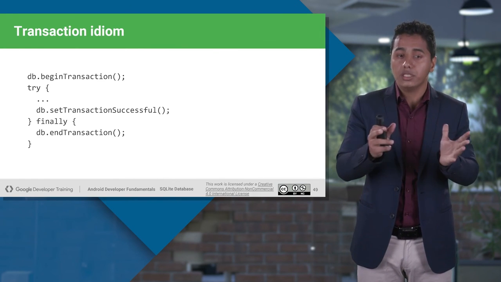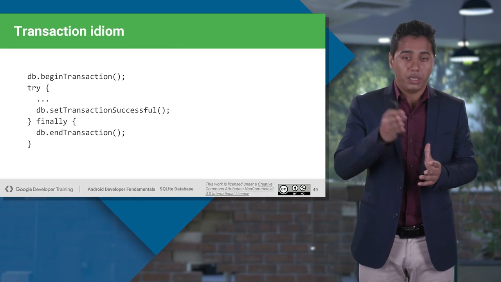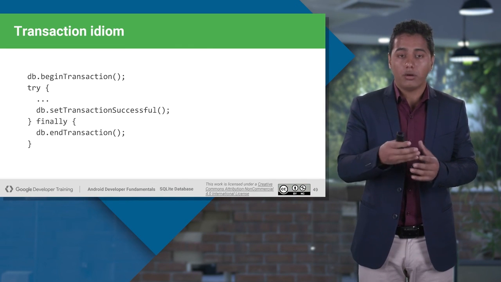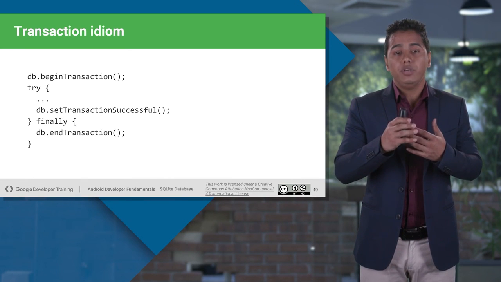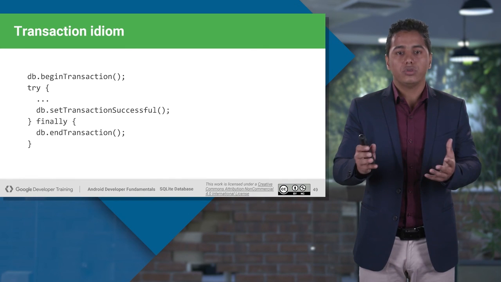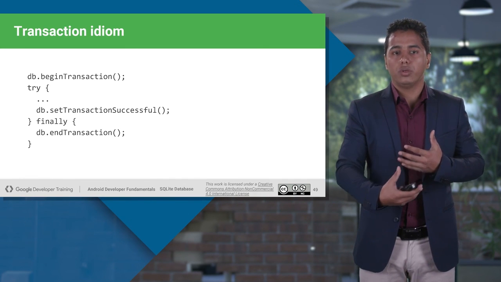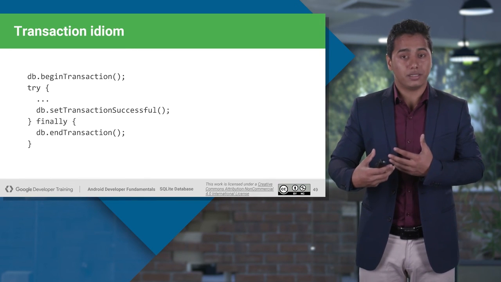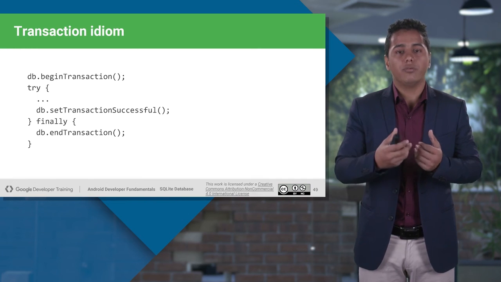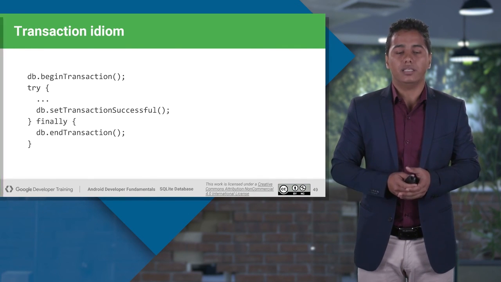You first begin the transaction on the database. After that, you can put all the queries, maybe insert, maybe delete, a bunch of queries, put them together, and at the end call db.setTransactionSuccessful. Once you do that, all the batch statements, all those queries will run together and make your data consistent. The integrity of the data will remain intact. And finally, you end the transaction.